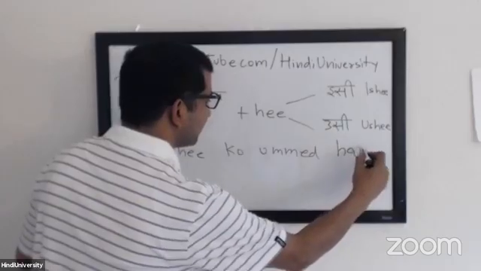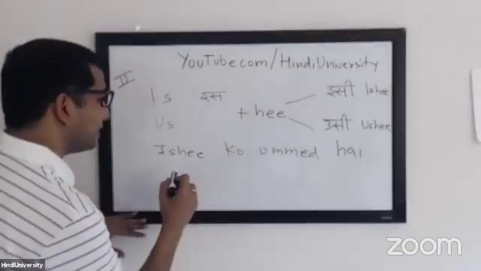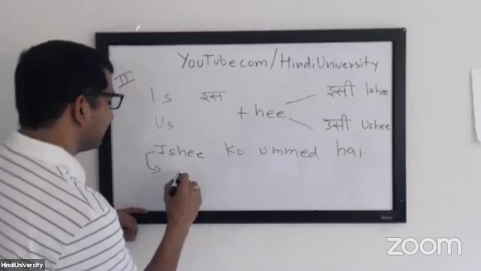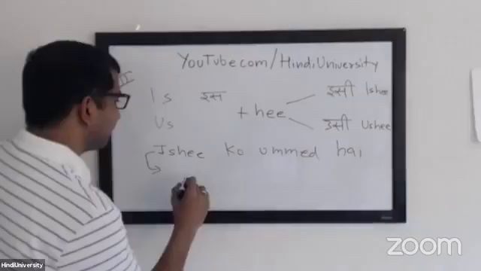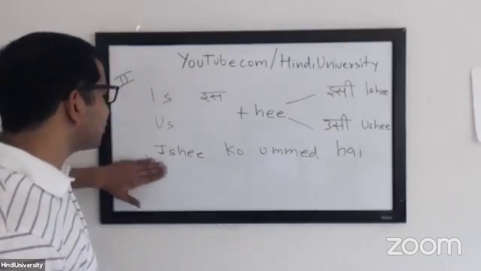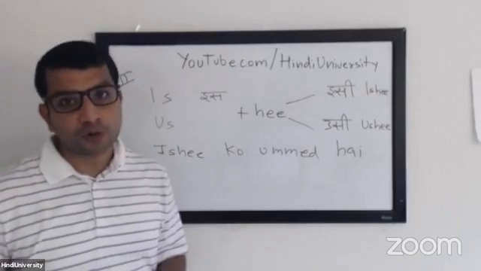इसी को उम्मीद, and what does it mean? He only has hope. Try it one more time. He only has hope, or this only has hope. He is the only one who has hope. That's right. He's the only one who has hope. इसी को उम्मीद है. He's the only one, or she is the only one who has hope.